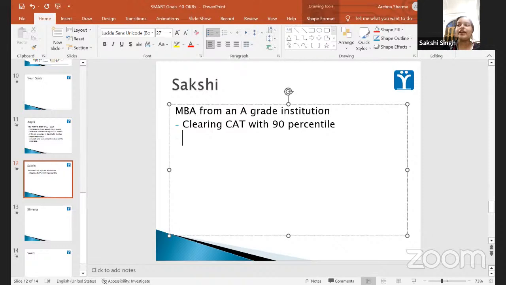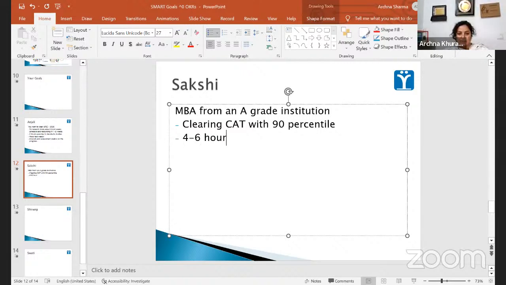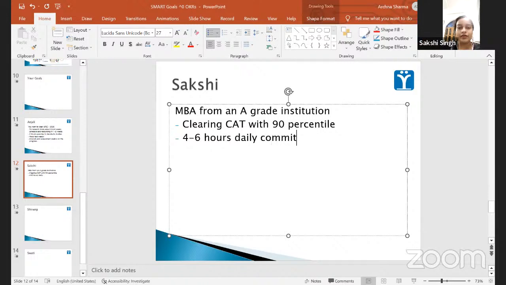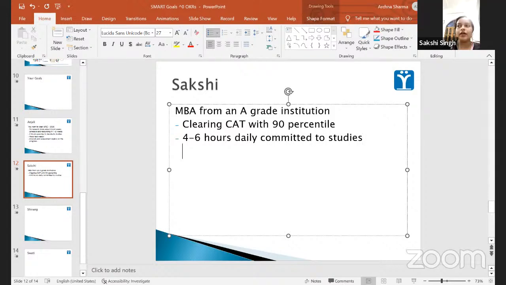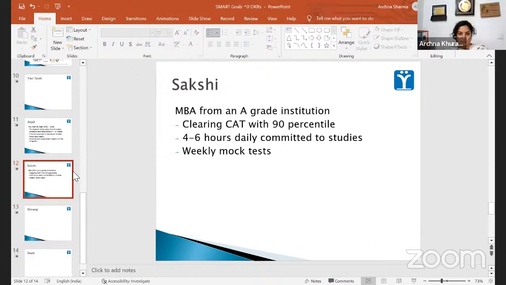Then I will study for about 4 to 6 hours daily. What else? Then, daily reading of editorial newspaper blogs. Studies में ही आ गया. Okay. Then a weekly mock test to examine how my studies are going, preparation. Yeah. What else?